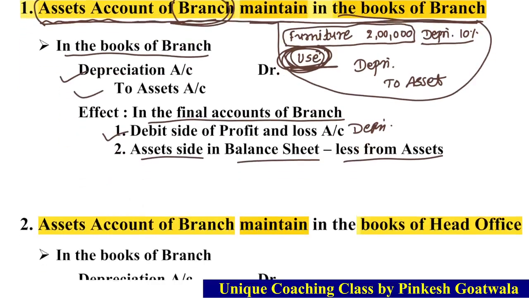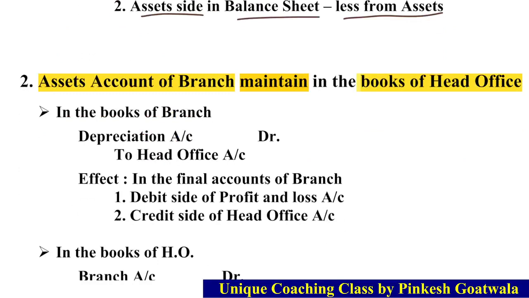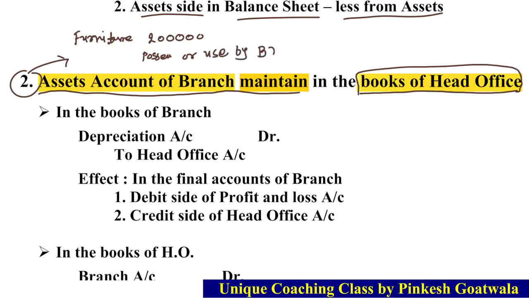But in our chapter branch account there is one more option: that asset account of branch maintained in the books of head office. Now it becomes opposite. What does it mean? It means that suppose there is a furniture of rupees 2 lakh. I explain what its meaning. Point number 2. There is a furniture of rupees 2 lakh. This furniture is possessed or used by branch.